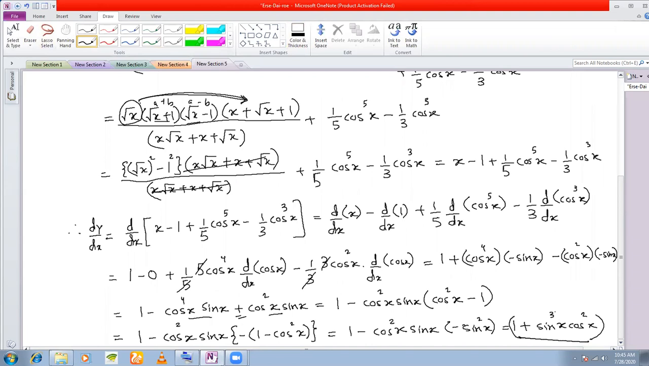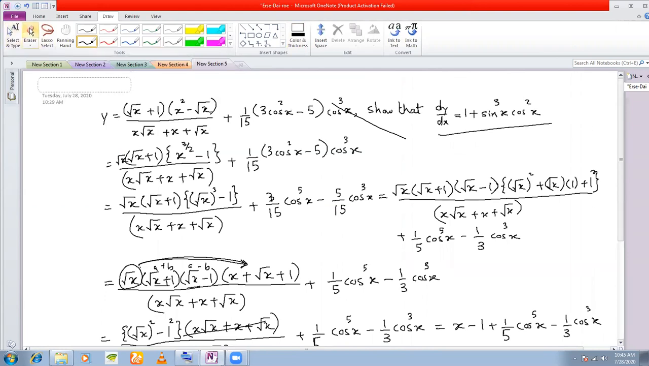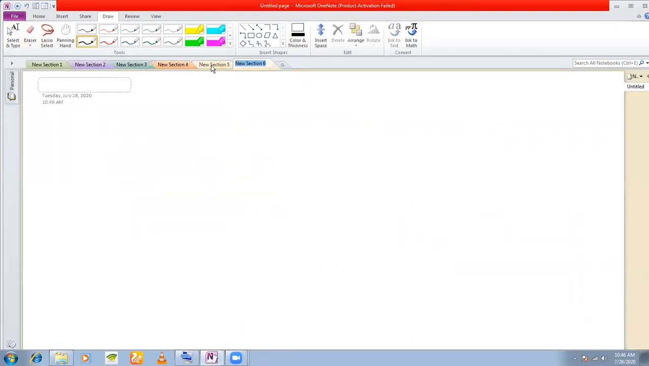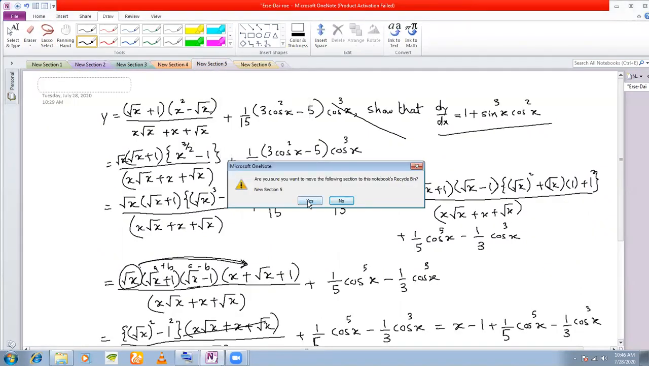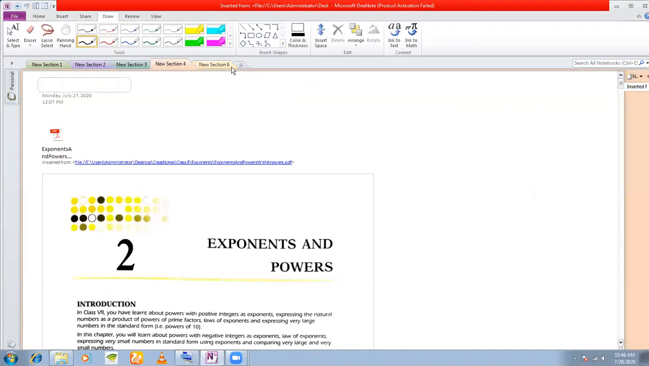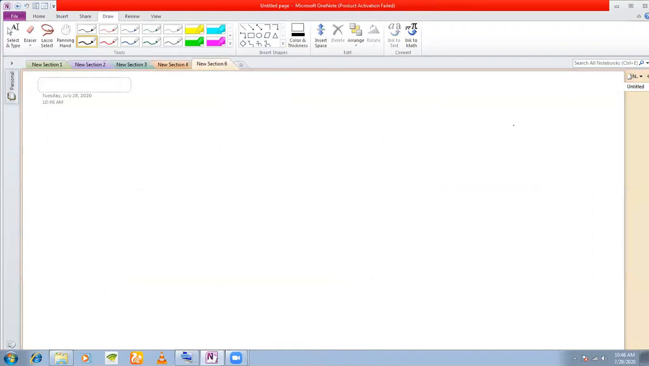Okay, so let us continue with differentiation of implicit functions. Exercise 6h. We start with a very simple problem.